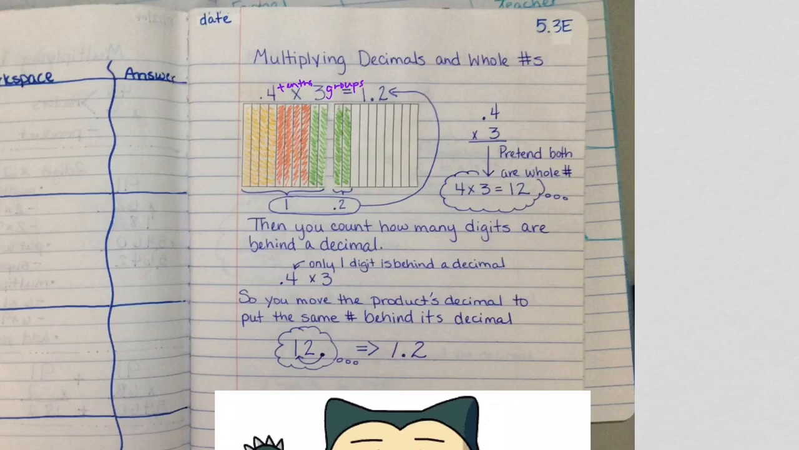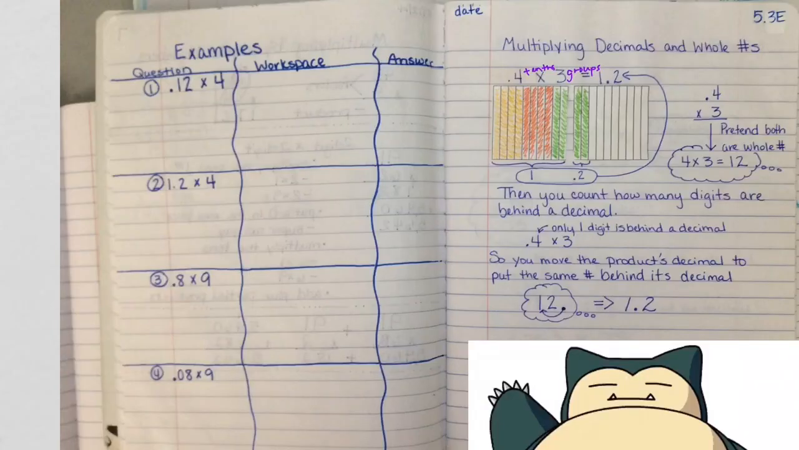Then you're going to go to your reflection slide to do some examples. Here are 4 examples that you're going to do in 3-column notes. Here's your question, here's your workspace, and then you'll write your answer in the final column.